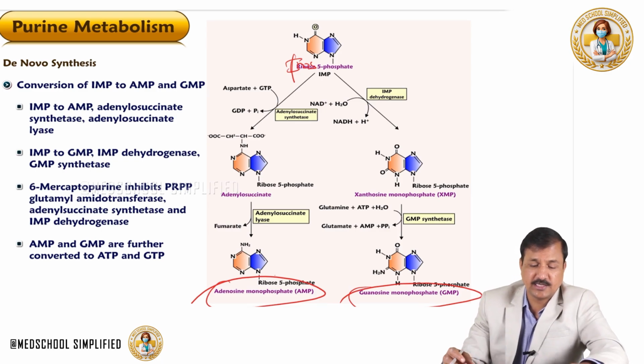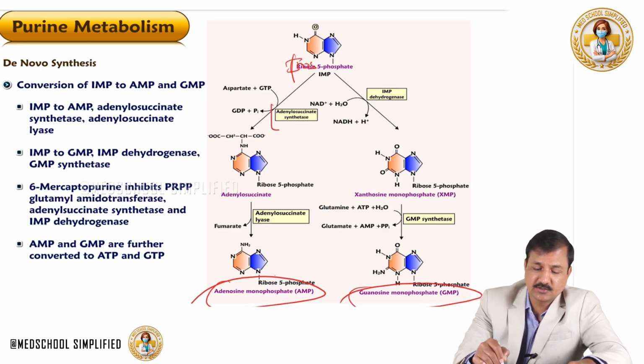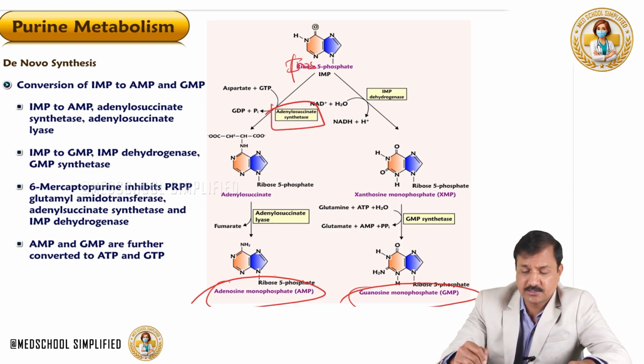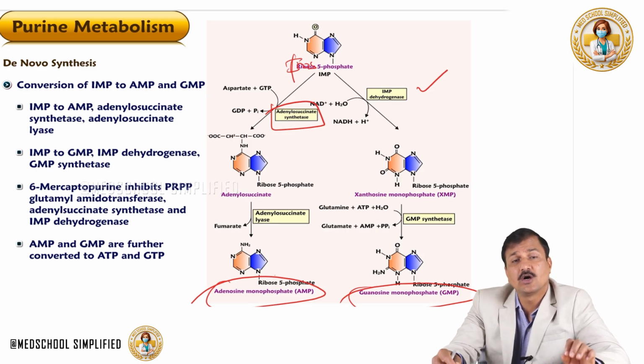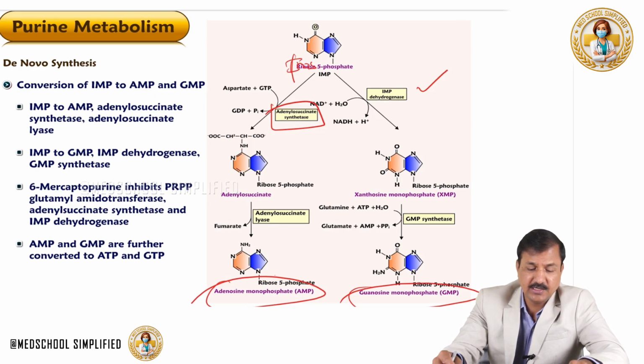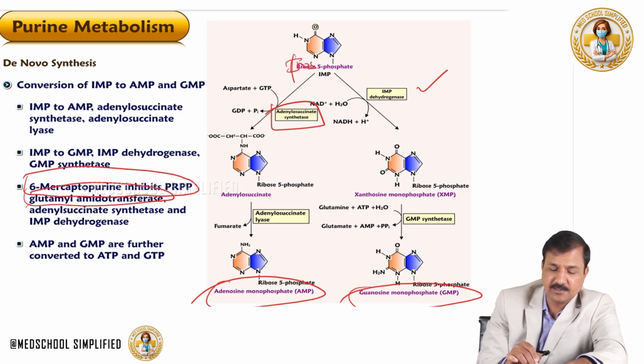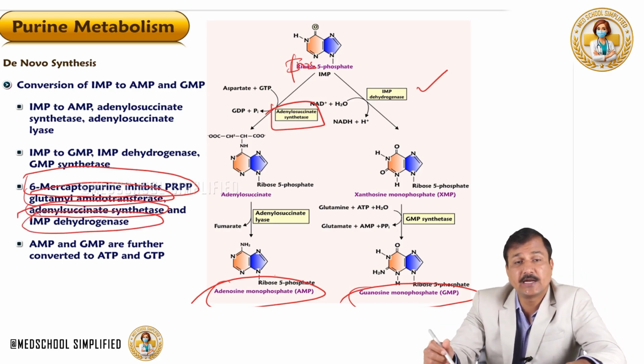So while going towards AMP formation, it goes through the adenylosuccinate synthetase enzyme-catalyzed reaction, and while going to GMP formation, it goes through the IMP dehydrogenase reaction. There are drugs like 6-mercaptopurine. It inhibits PRPP glutamyl amidotransferase, it inhibits adenylosuccinate synthetase, and it also inhibits the IMP dehydrogenase enzyme.